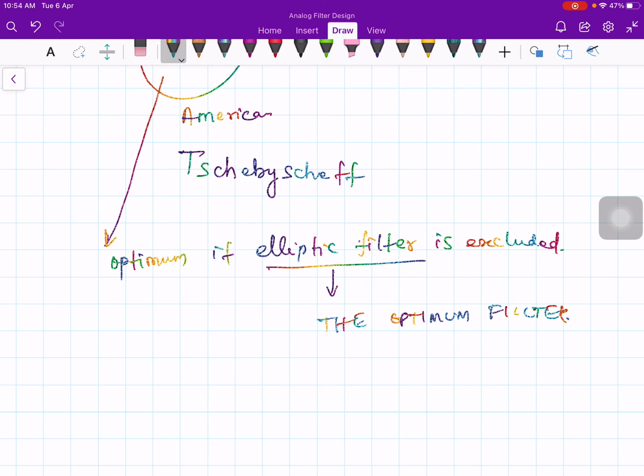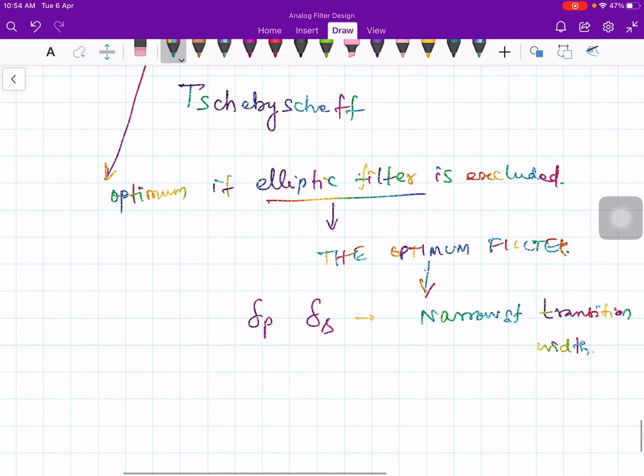Optimum means for a given capital N, delta P passband attenuation and stopband attenuation, for a given order and the same tolerance, the Chebyshev low pass filter of all pole filters that are possible will give the narrowest transition width. So that's what we mean by optimum. Okay, if any filter has narrowest transition width, then we say that filter is the good one. Okay, so you have to design a filter such that the transition band should be as low as possible.